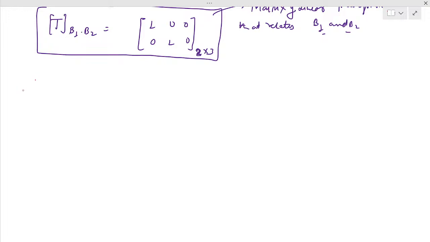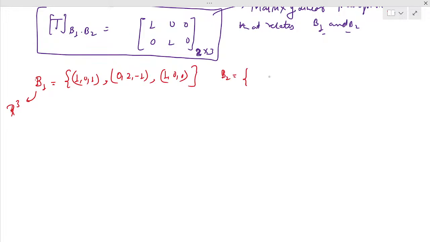Okay, so let's say I change the basis. This was the basis set for R cube. If I change this basis to this: (1, 0, 1), (0, 2, -1), and then (1, 0, 0). This is the basis for R cube, and let us say the basis for R square, let me take it as simple ones, (0, 1) and (1, 0). Now I have messed up with the order and everything.